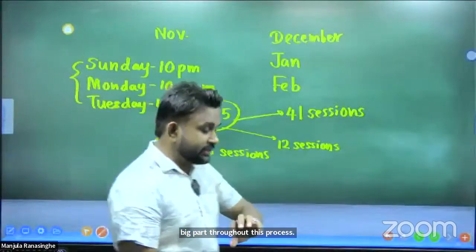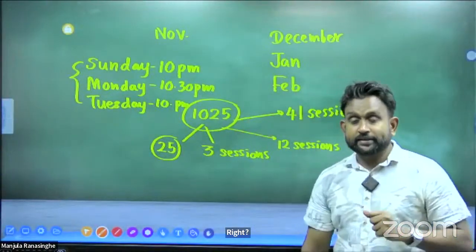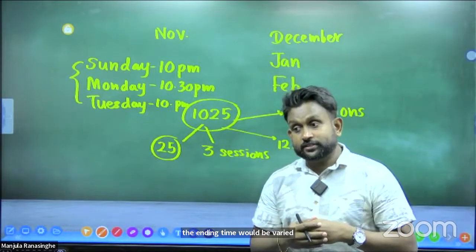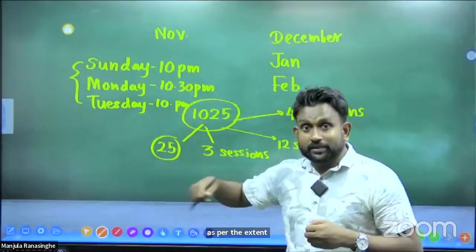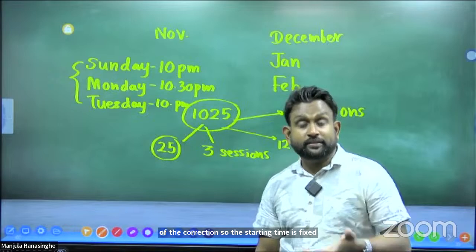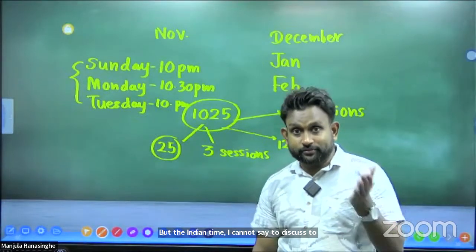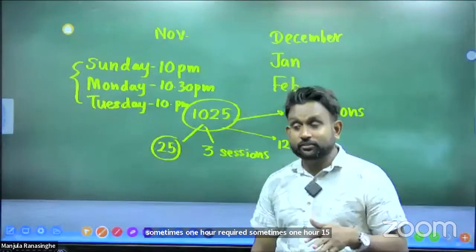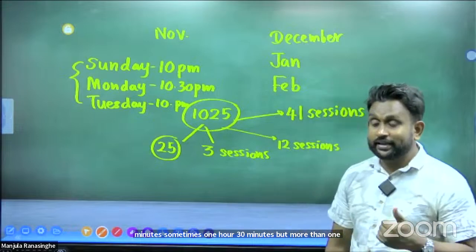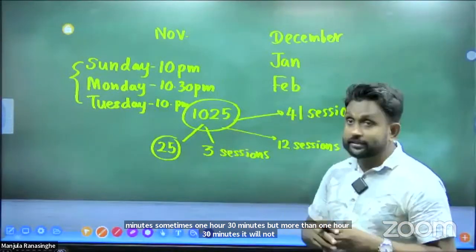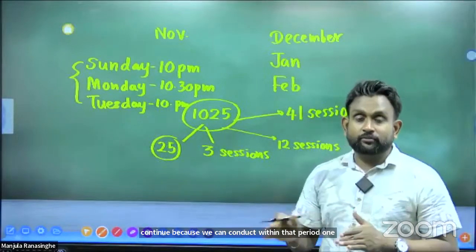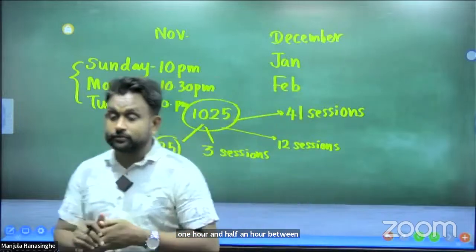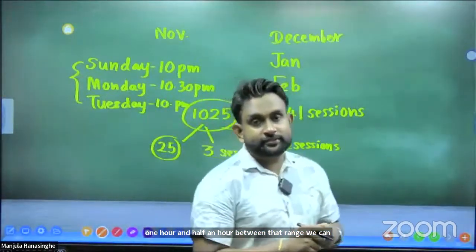So this is the introduction of today's session, and the ending time will vary as per the extent of the questions. The starting time is fixed, but the ending time I cannot say. To discuss 25 questions, sometimes 1 hour is required, sometimes 1 hour 15 minutes, sometimes 1 hour 30 minutes, but it will not continue more than 1 hour 30 minutes. Between that range we can conclude the sessions. Okay, so this is the process.